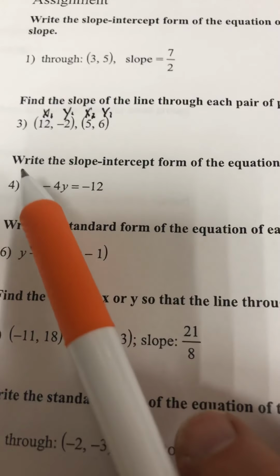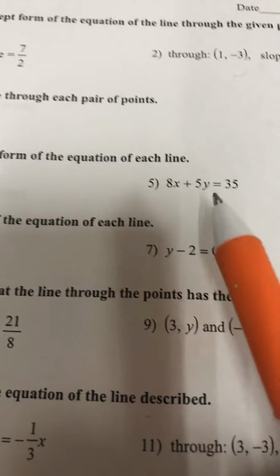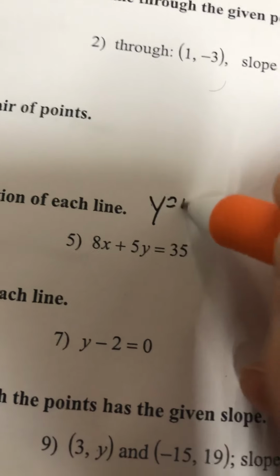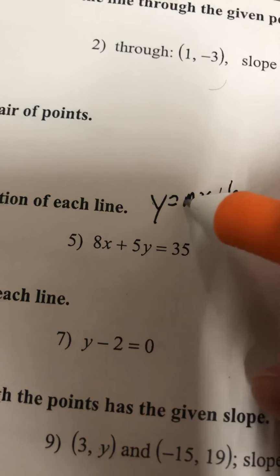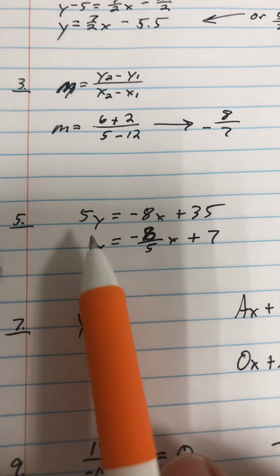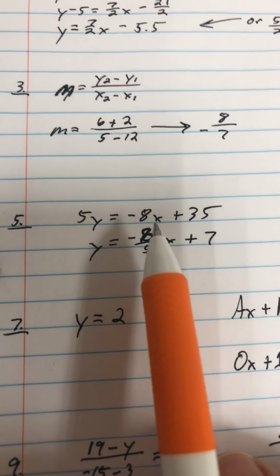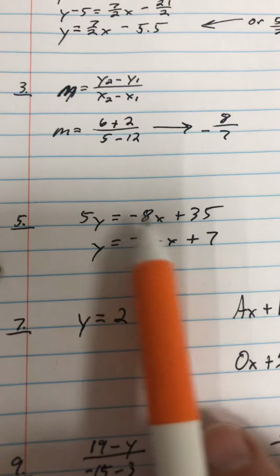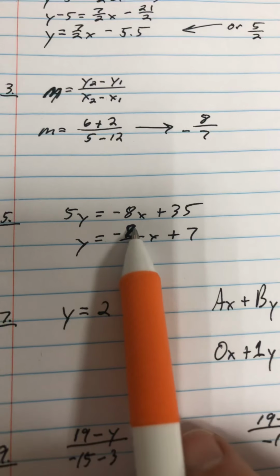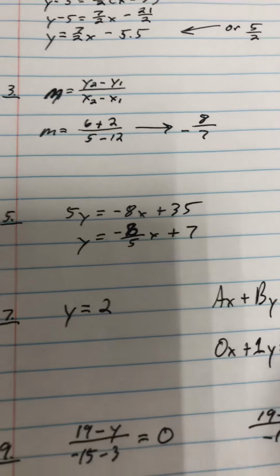Okay. For number 5, write the slope-intercept form of the equation of each line. So I just had to get y by itself on one side, because remember, slope-intercept form is going to be y equals mx plus b, where m is the slope and b is the y-intercept, or that constant that's out there. So I do it right here for you. I subtracted the 8x from both sides, and I end up with it over here. And then I divide both sides by 5, and I get y equals negative 8 over 5 x plus 7.